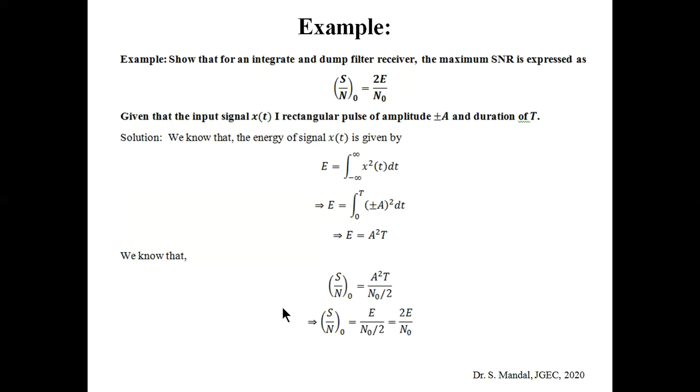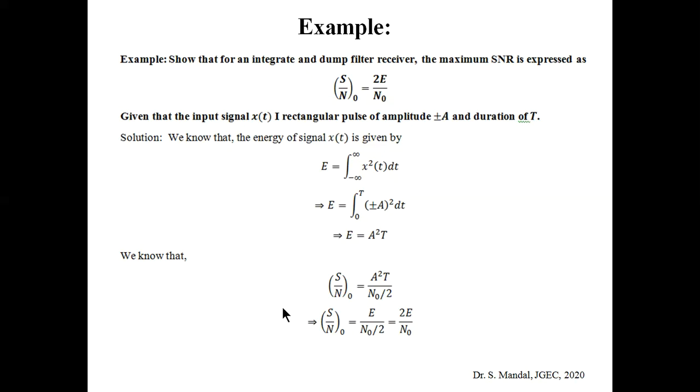Now, in a different examination or semester, it may be given like this: prove that the maximum output SNR for the integrator and dump filter can be given by 2E by N naught, where E is the energy of the rectangular pulse and N naught is the maximum noise voltage. And if we consider the rectangular pulse of amplitude plus minus A and duration of T, then prove this.